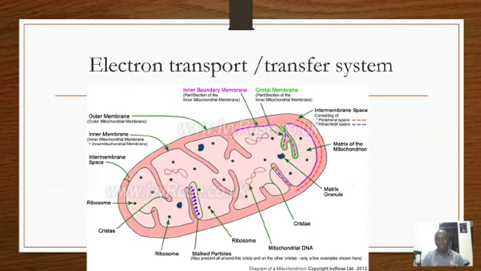Let us first get familiar with these parts where it is going to take place. The stalked particles of the cristae, we can see the matrix of the mitochondrion where the Krebs cycle took place. All right, we now move to the electron transport system.